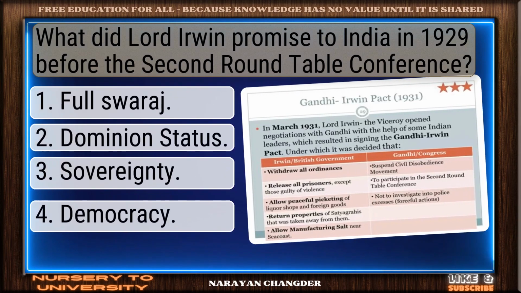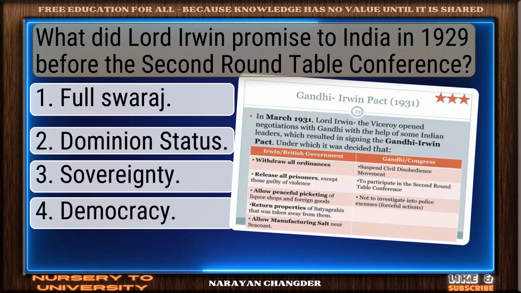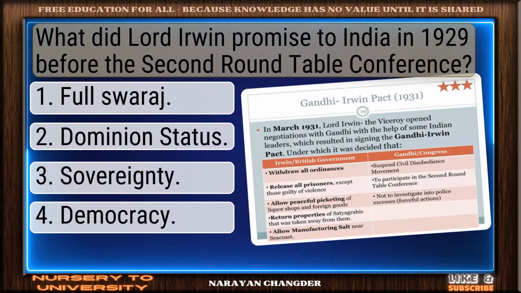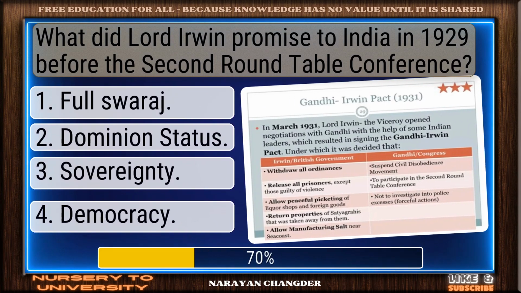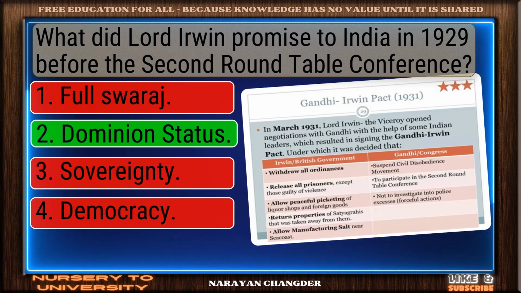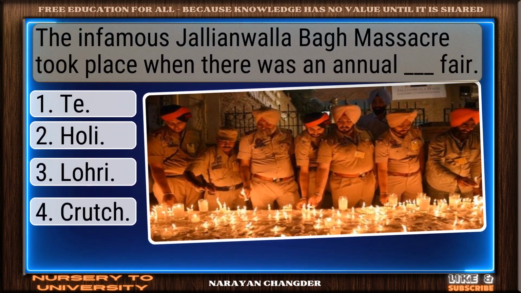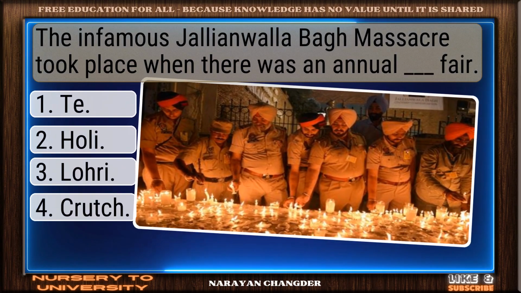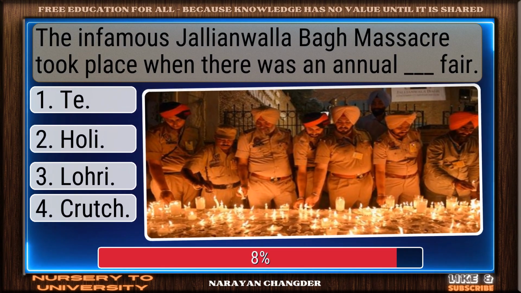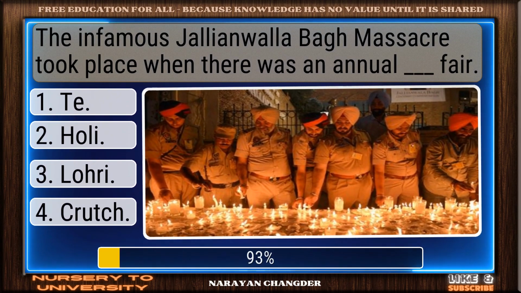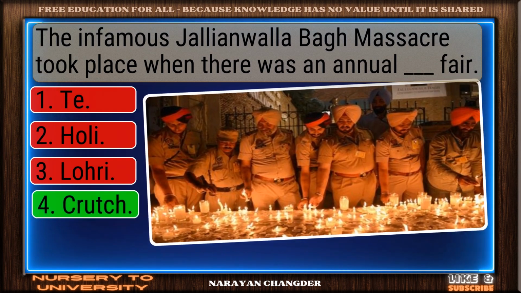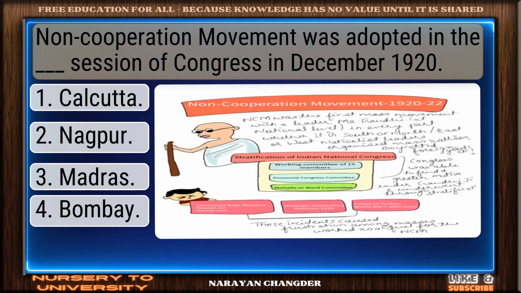What did Lord Irwin promise to India in 1929 before the Second Round Table Conference? Perfect. Dominion status is the one. The infamous Jallianwala Bagh massacre took place when there was an annual Baisakhi fair. Smart pick. Baisakhi is correct.